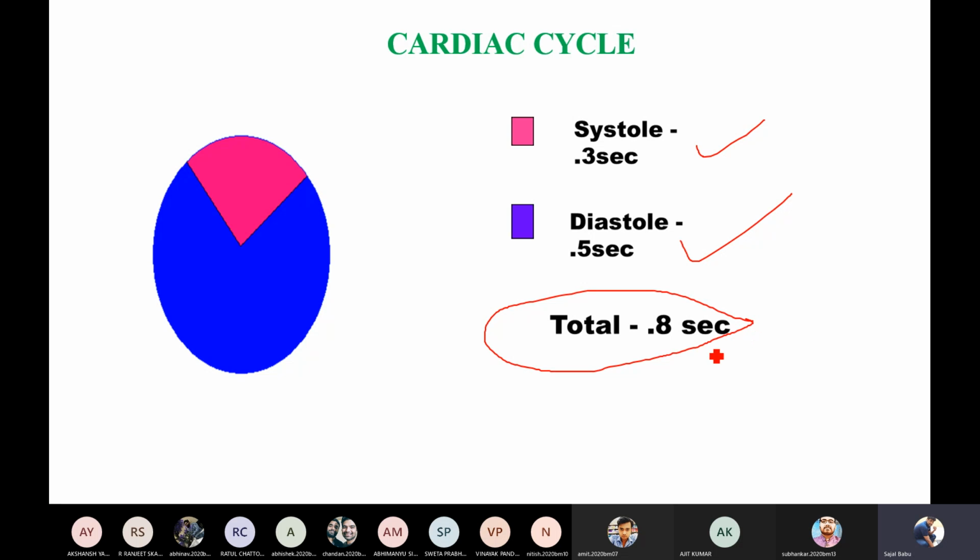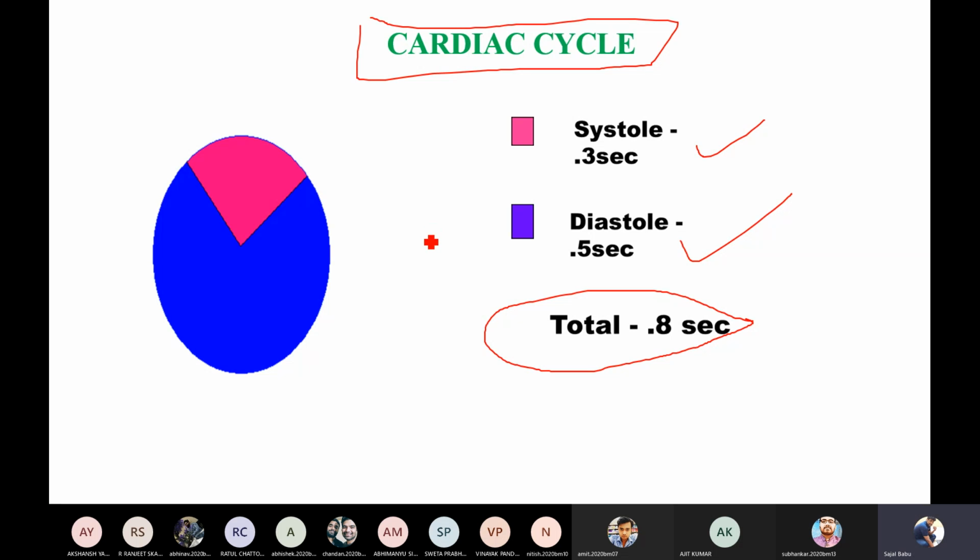You may get questions on this whenever you do the lab. So what is the cardiac cycle? The cardiac cycle has two phases, systole and diastole. Systole takes 0.3 seconds, and diastole takes 0.5 seconds. So overall, one cardiac cycle takes 0.8 seconds. Okay.